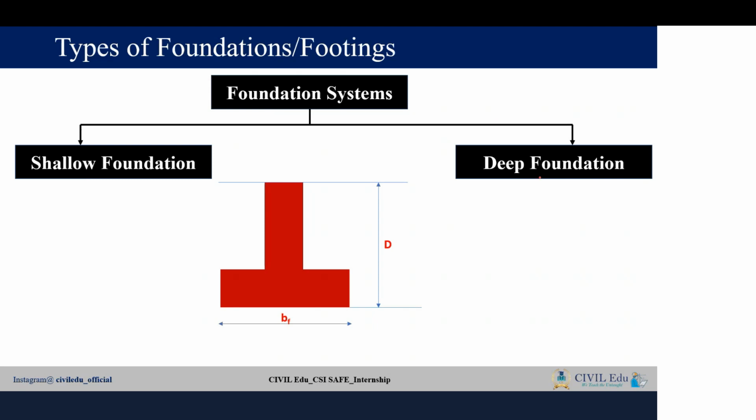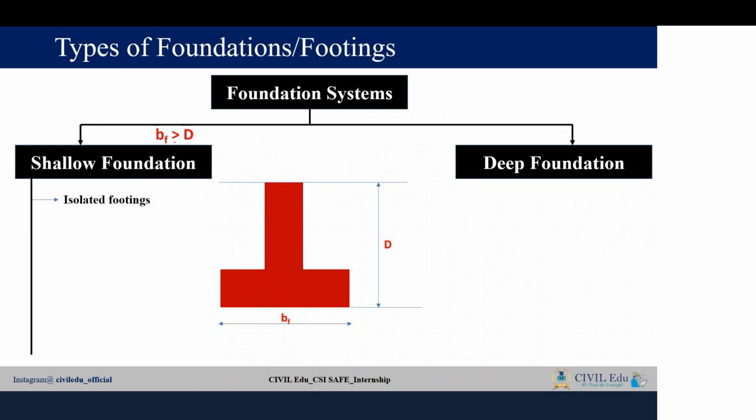When do we call a foundation a shallow foundation? It depends on these two dimensions, BF and D. When the value of BF is greater than D, then it is called a shallow foundation. When the width of the foundation is greater than the depth of the foundation, then it is called a shallow foundation. Now, in shallow foundation, we have different types.